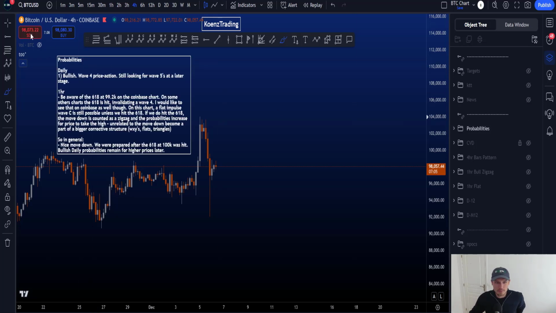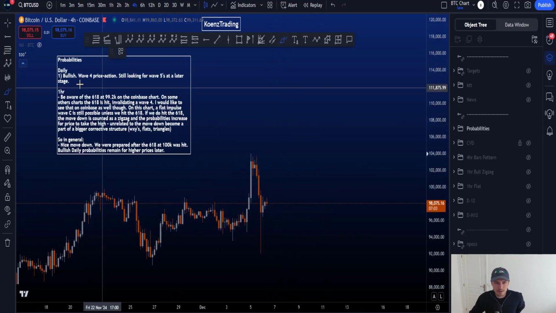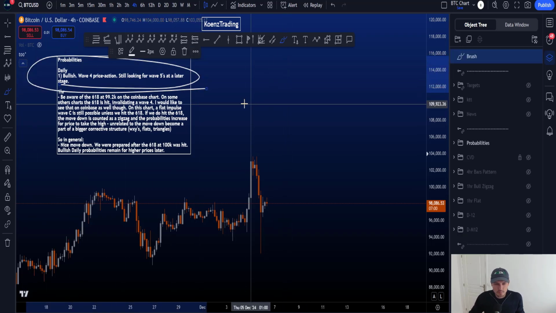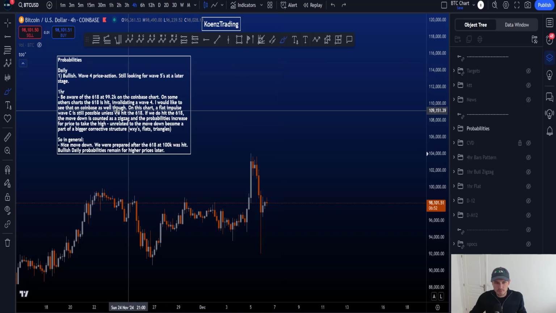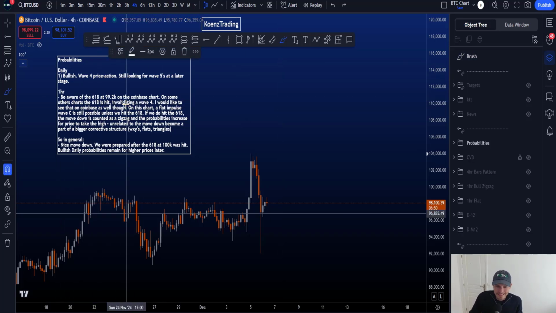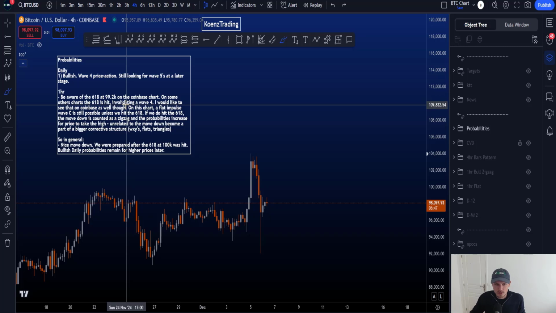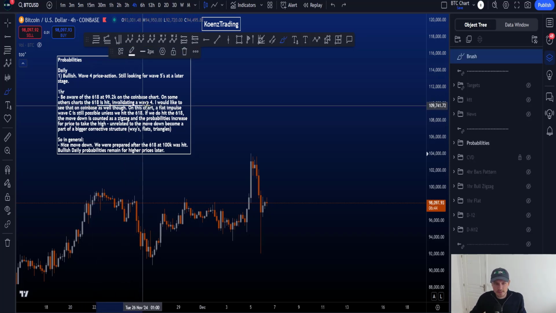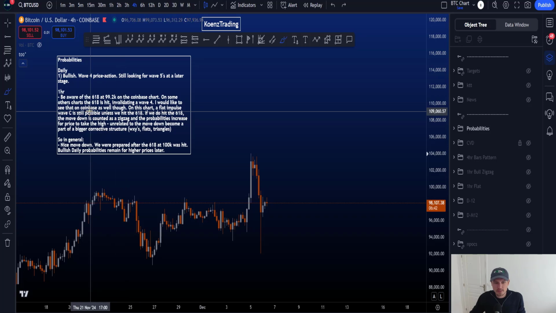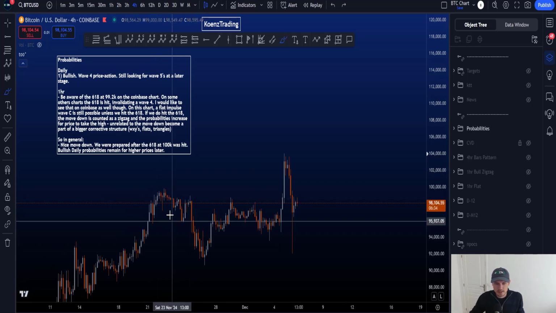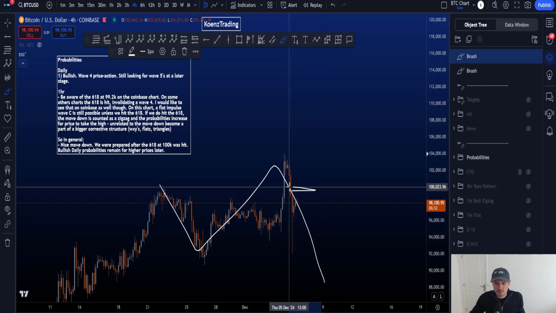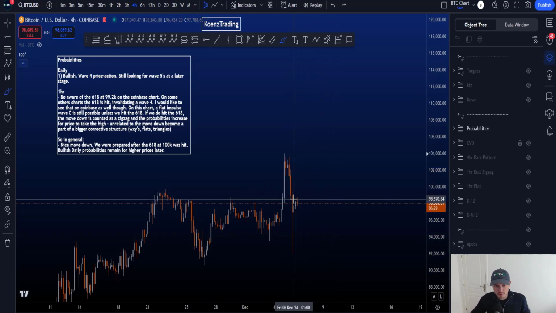And if we then talk about the probabilities, then on the daily time frame, the probabilities are higher for the bulls. We are looking for wave 4 price action and still wave 5s at a later stage. Now on the 1 hour time frame, we got to be aware of the 618 at 99.2k on the Coinbase chart. On some other charts, the 618 is hit, invalidating a wave 4, but I would like to see that on Coinbase as well. On this chart, a flat impulse wave C is still possible unless we hit the 618, right? So ABC is still possible unless we hit 99.2k, then pretty much goes out the window.